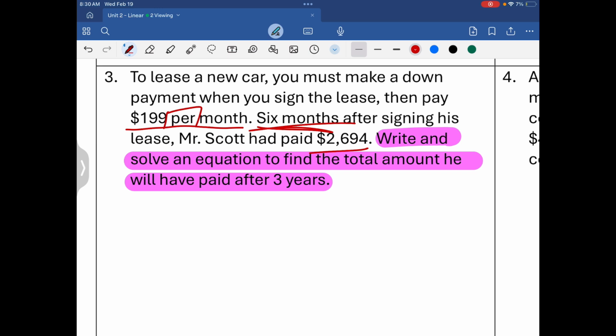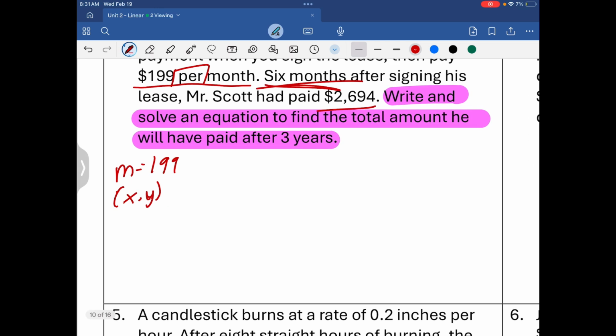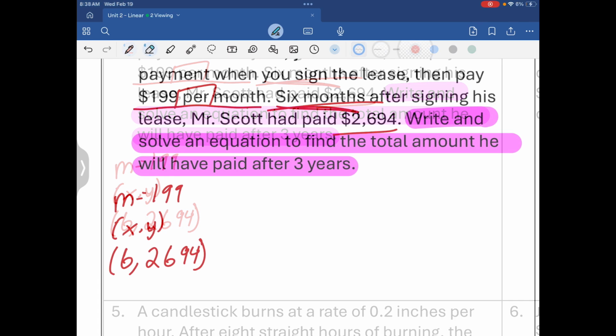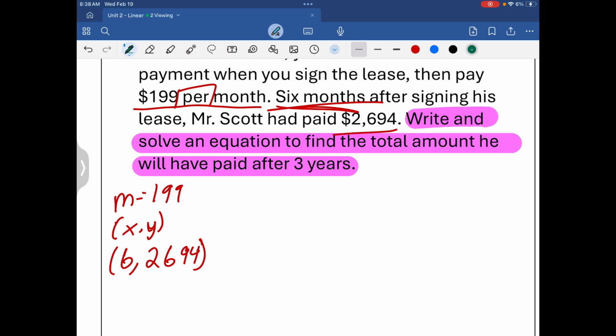So let's go ahead and start writing. Our m, our slope, is going to be 199. Okay, our xy point. Remember, your x is always time. And so our time here is 6 months, and he has paid $2,694. Okay, now that we have our slope and our coordinate point written out, let's go ahead and start plugging this into our slope-intercept form. Y equals mx plus b.